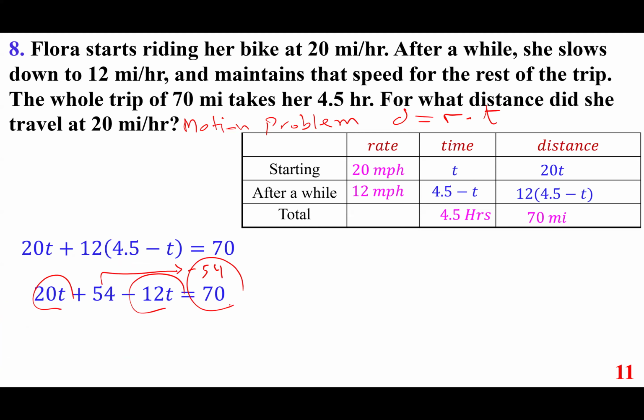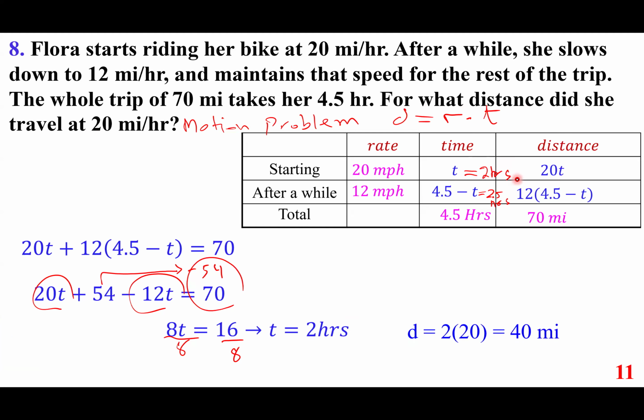Subtract 54 from 70. Divide by 8. T becomes 2. Now, to make sure we have answered this, so this is 2 hours, which means this is 2.5. Now, when we go back to the question, it says for what distance did she travel at 20 miles per hour? We haven't finished answering the question. Is the product of these two numbers 40 miles?